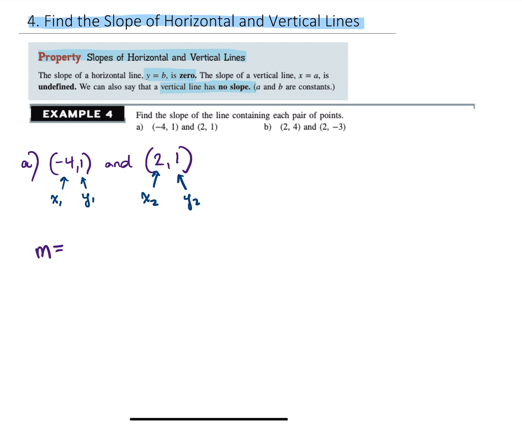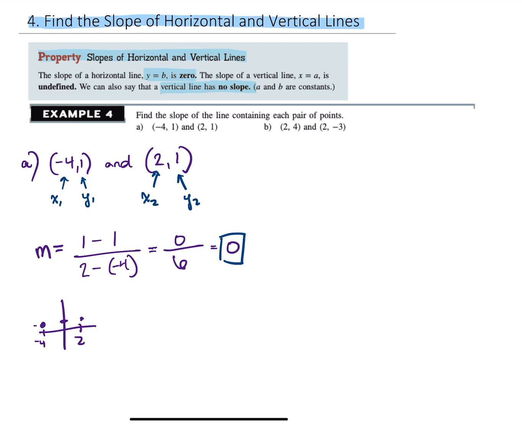If I do y2 minus y1, that will be 1 minus 1 over x2 minus x1, 2 minus -4. 1 minus 1 is 0. 2 minus -4 is +6. 0 divided by anything is just 0, unless we were also dividing by 0. And if we were graphing this, just a quick sketch, we would have, say, -4 over here, +1, and +2, +1, draw a line through that. It's a horizontal line. So if you see a repeated y value, that means the line is horizontal.